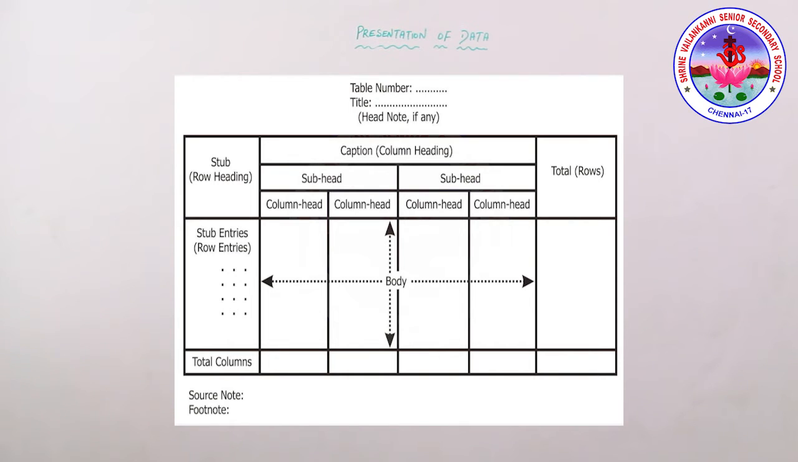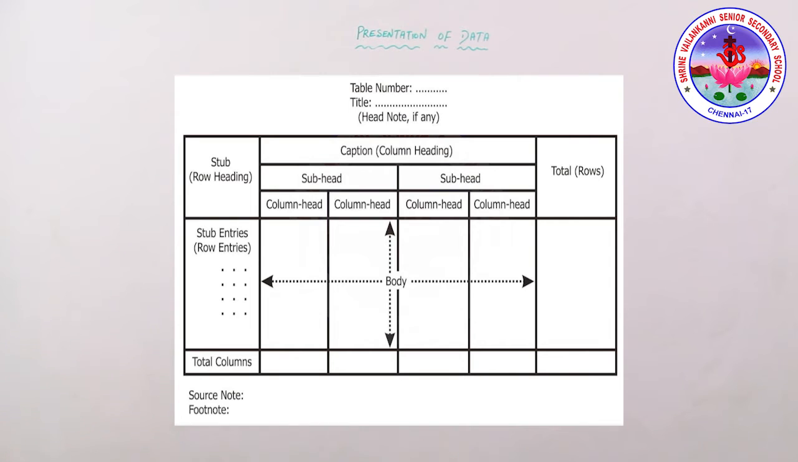Next, source notes. A source note refers to the source from which information has been taken. The source note is given in the case of secondary data, and it should contain the name of the book, page number, table number, etc., from which the data have been collected. If more than one source is there, then all the sources are to be written in the source notes.